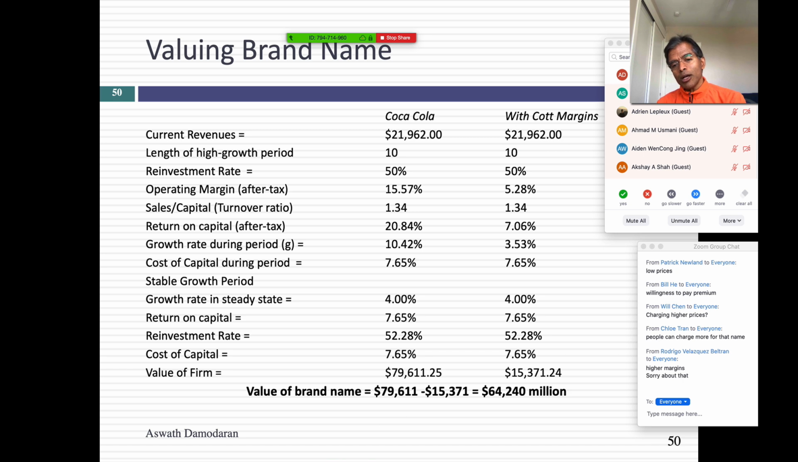But when I change the margin, it has a ripple effect. It lowers my return on capital. If it lowers my return on capital, it lowers my growth rate. And if I travel all the way down, the value that I get for Coca-Cola with COTT's margins is $15.37 billion. You want me to give Coca-Cola a brand name premium? I just did. I gave them a $64 billion premium. If you don't think that's enough, tell me why. But don't ask me to add a 20% premium.